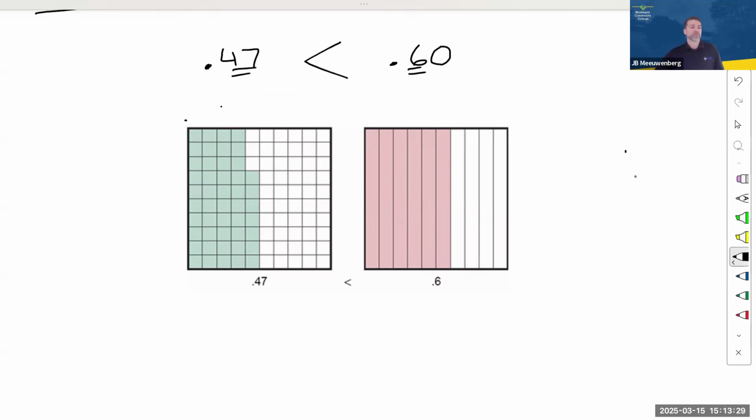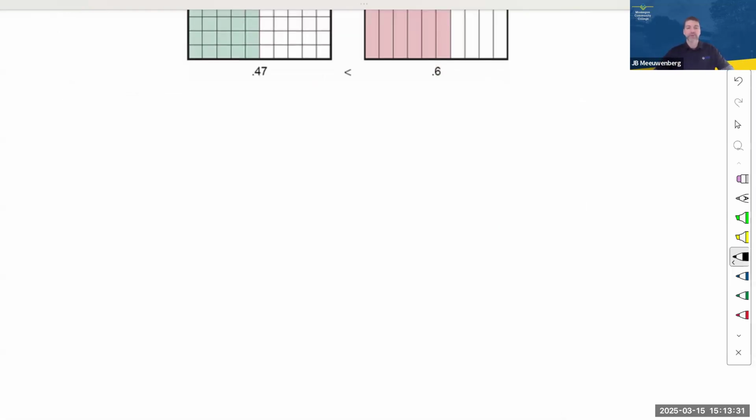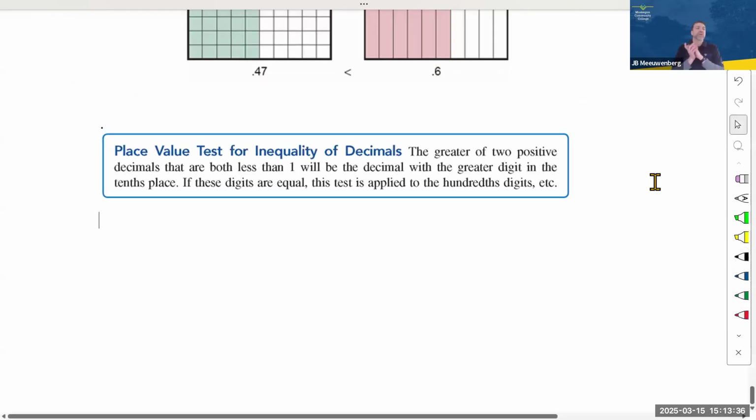We can also do something called the place value test. And the place value test for inequality of decimals says the greater of two positive decimals that are both less than 1 will be the decimal with the greater digit in the tenths place. If these digits are equal, the test is applied to the hundredth digit, etc.